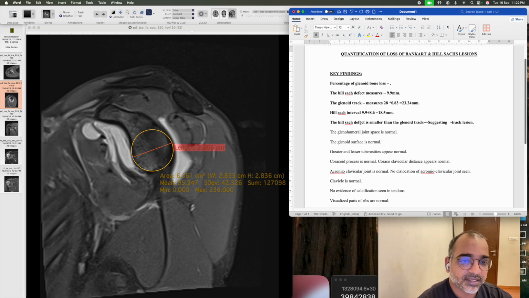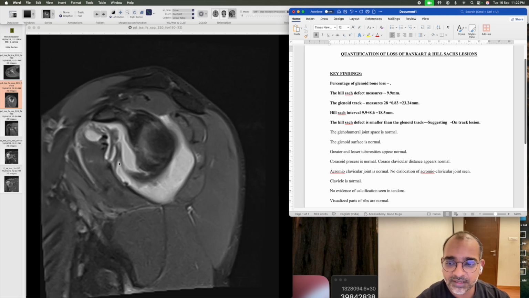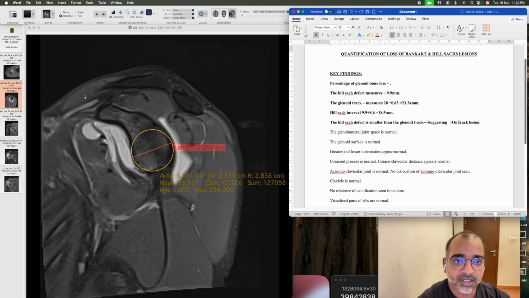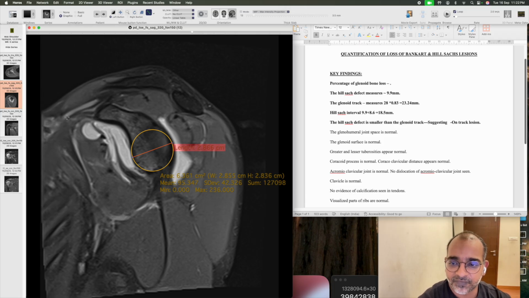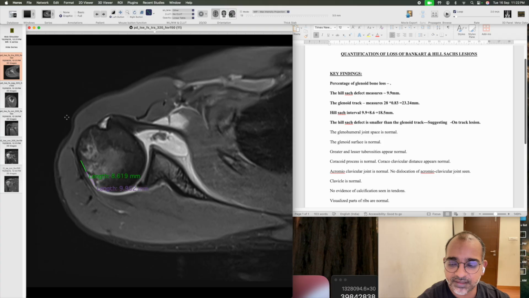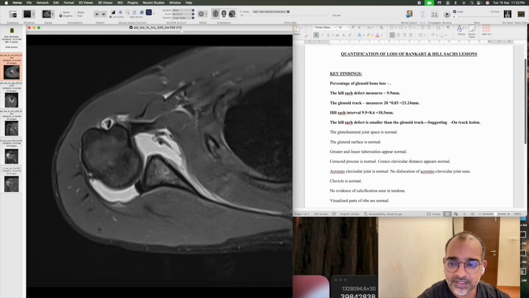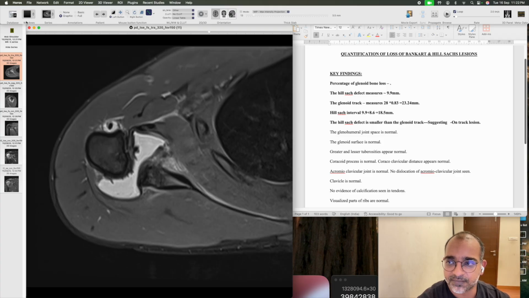And still, we can see that the Hill-Sachs defect is smaller than the glenoid track, suggesting an on-track lesion. If the Hill-Sachs defect is larger than the glenoid track, then it is an off-track lesion. So here we have measured it. This is an on-track Hill-Sachs defect. So there is less chance of recurrence and only soft tissue repair is enough in this case.